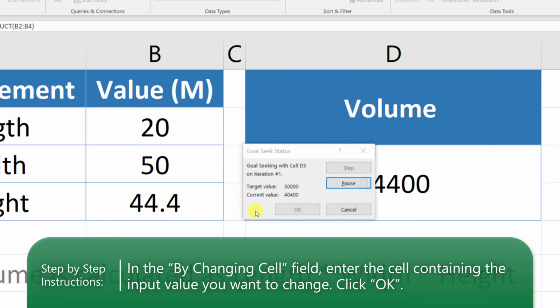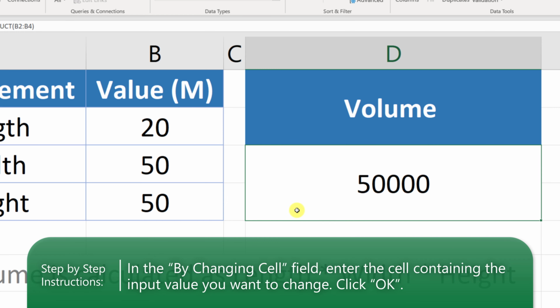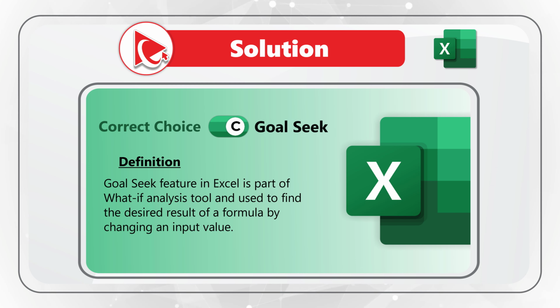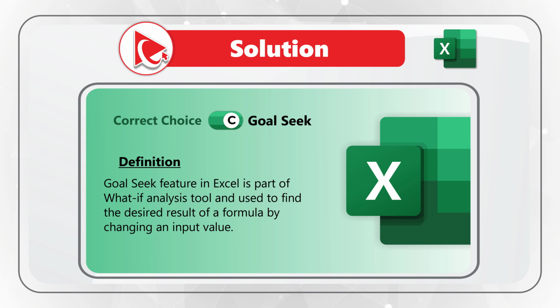When we click OK, we are presented with the Goal Seek status dialog box, and here we just click OK, and you see that the volume was recalculated and the target height is 50. So the correct answer to the original question is choice C, Goal Seek. Do you know any other Excel features that can help Jeremy in his goal?